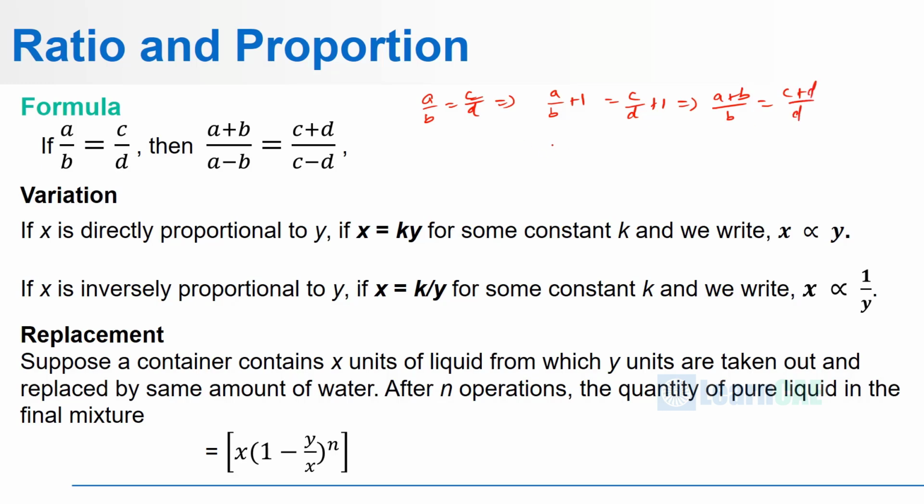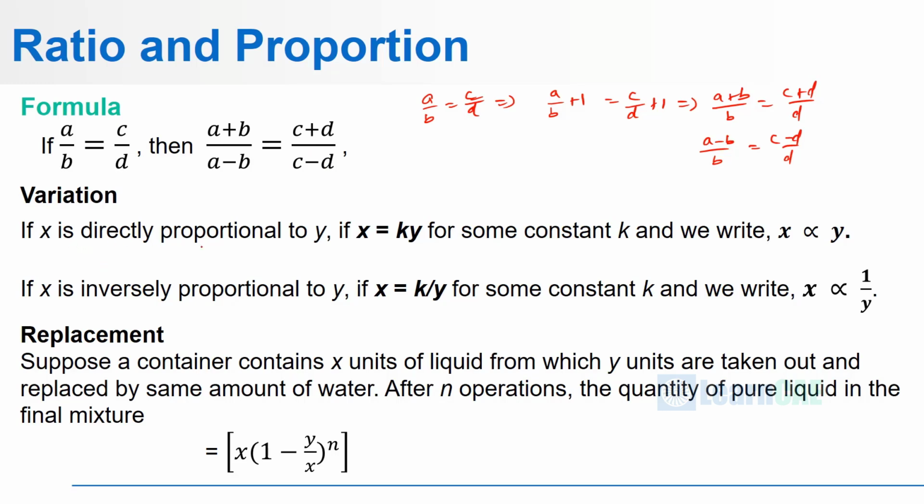Similarly, if you add minus 1, this becomes A minus B by B is equal to C minus D by D. If you divide these two equations, then we will get A plus B by A minus B is equal to C plus D by C minus D. This will be handy for some problems. You can remember this. Next is variation.